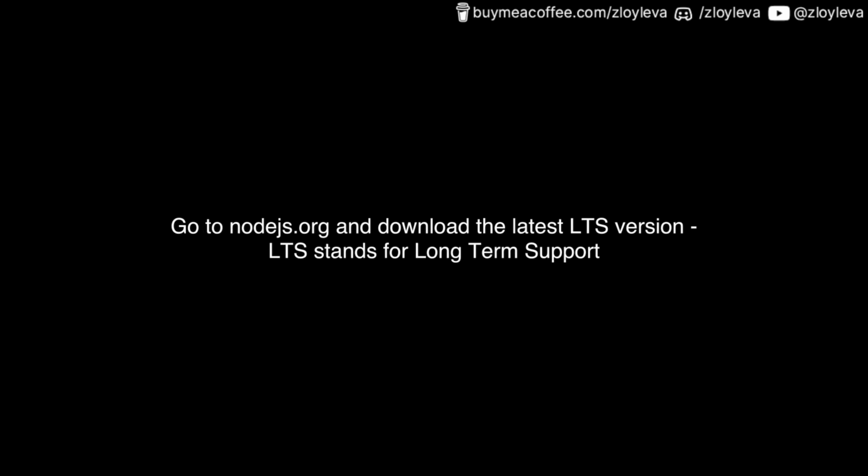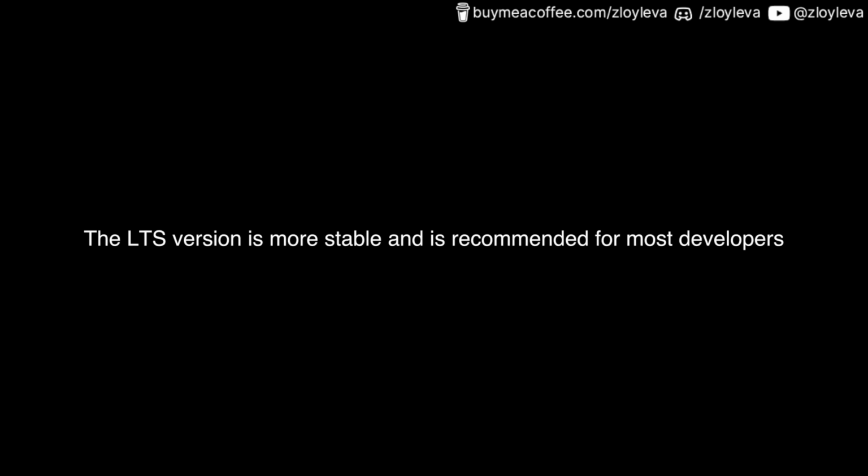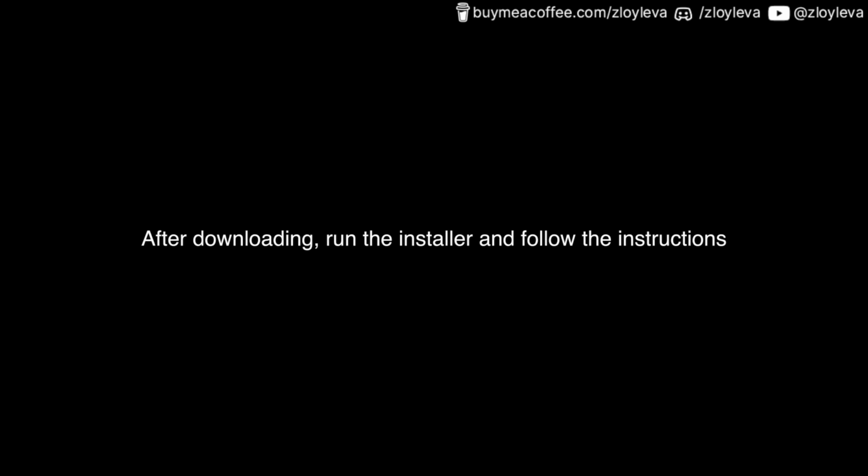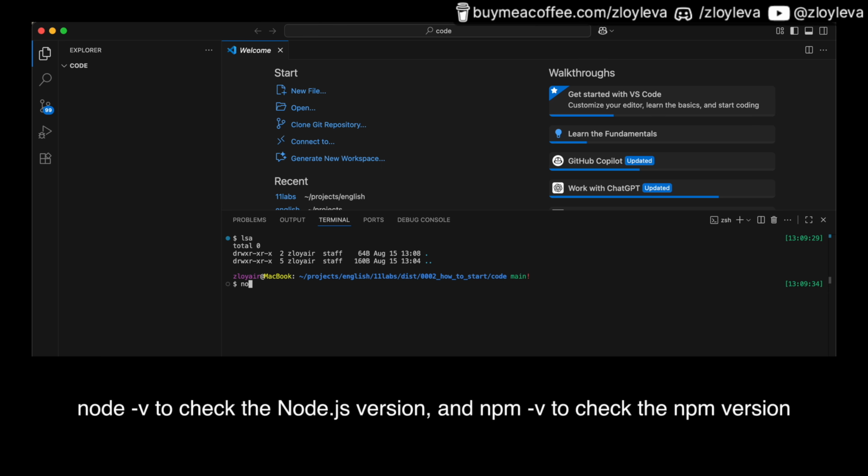Go to nodejs.org and download the latest LTS version. LTS stands for long-term support. The LTS version is more stable and is recommended for most developers. After downloading, run the installer and follow the instructions. Once it's installed, you can open your terminal and run node -v to check the Node.js version, and npm -v to check the npm version.